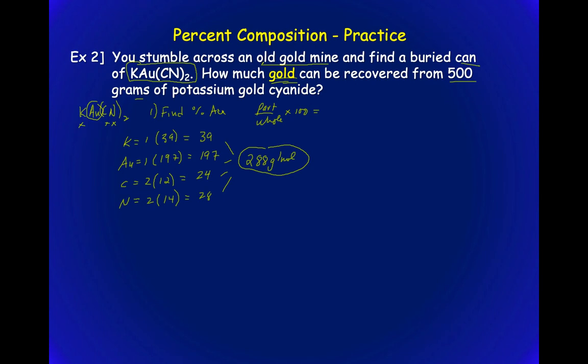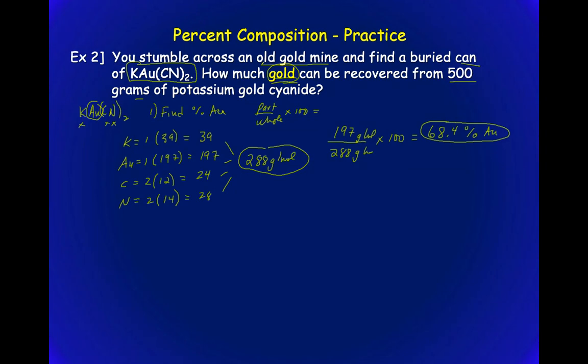Okay, so now I will do my part over whole. So I will take my gold that I'm interested in because I'm asking for how much gold in the problem, over my whole thing, 288. Again, this is grams per mole. I'm going to take that times 100, and I'm going to get 68.4%. I'm just going to leave it as a decimal, gold. So that would be the percent composition of gold.